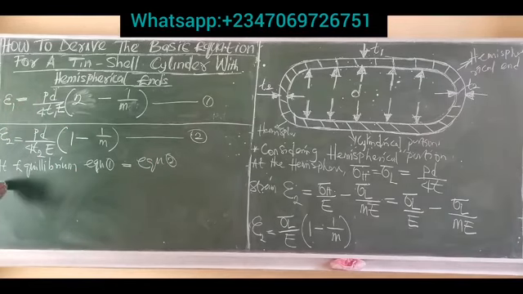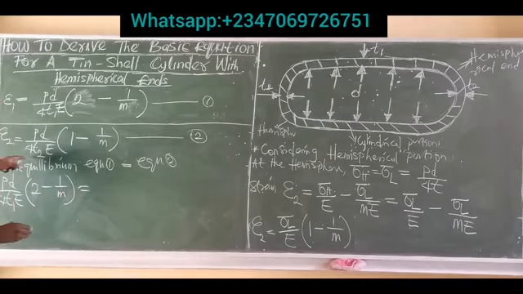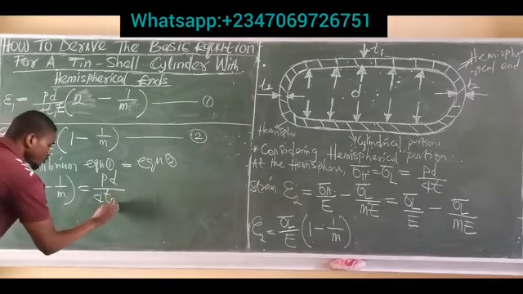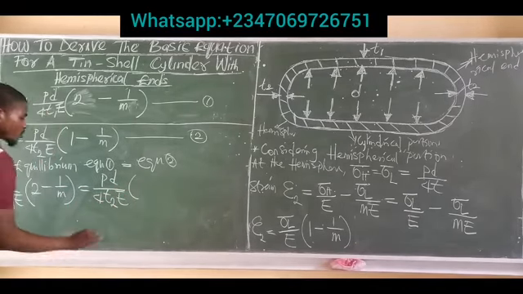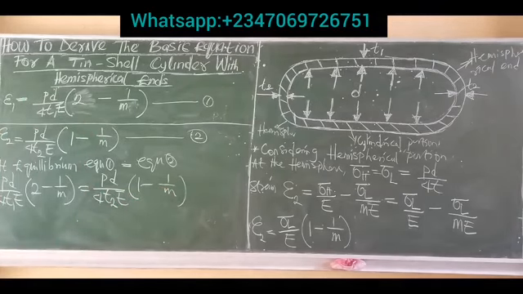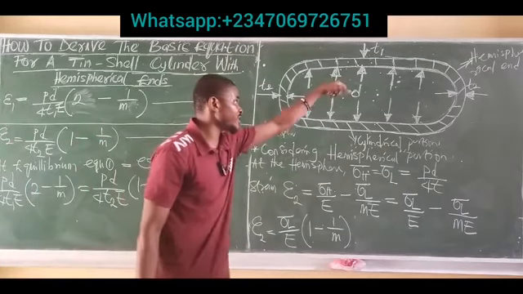Now you have, for equation 1, PD all over 4 T1 times Young's modulus into 2 minus 1 all over m, and this is equal to equation 2, which is PD all over 4 T2 times Young's modulus into 1 minus 1 all over m. You simply have this. Since they are equal, the pressure of the fluid in the cylinder is the same. The diameter of the cylinder is still the same, as can be seen here.